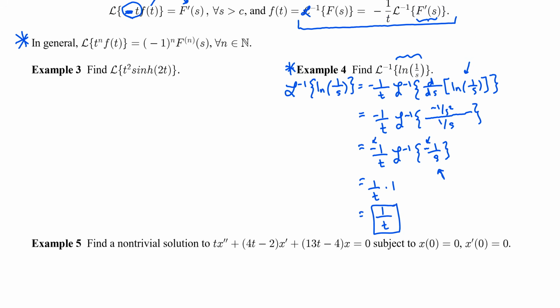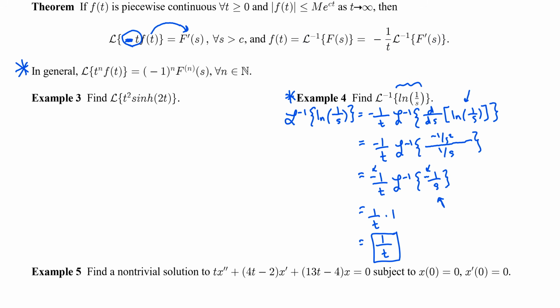So the purpose of this formula, the second formula up here, is that if the function does not appear on the table, but possibly its derivative does, then we can inverse Laplace transform the derivative and then multiply by -1 over t. Okay, let's try example 3. Example 3, we have the Laplace transform of a power of t squared times hyperbolic sine of 2t. So we are multiplying by a power of t.